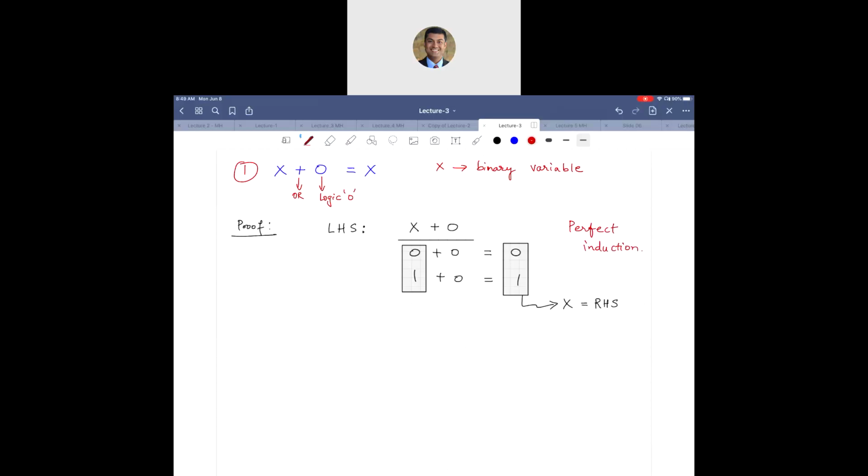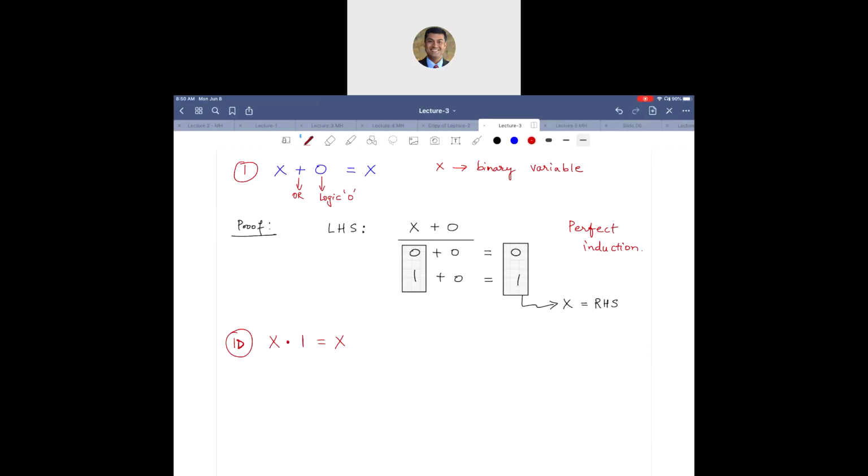And because we have proved 1, we have also proved 1D based on the principle of duality, but just in case, let's do it again. 1D. What is 1D? 1D is X remains as is, plus becomes and, and 0 becomes 1, equals X, right? That's the property.